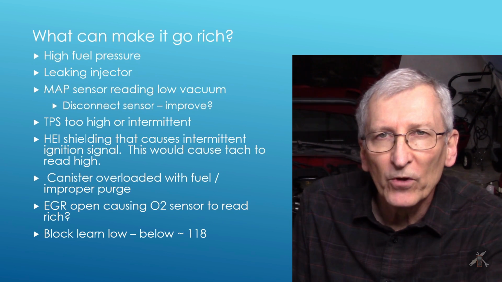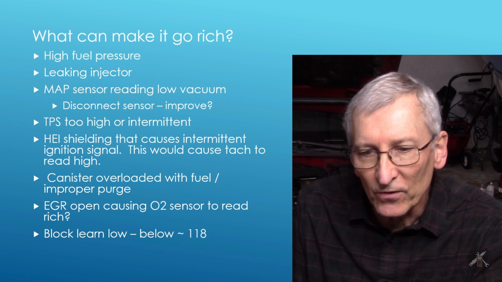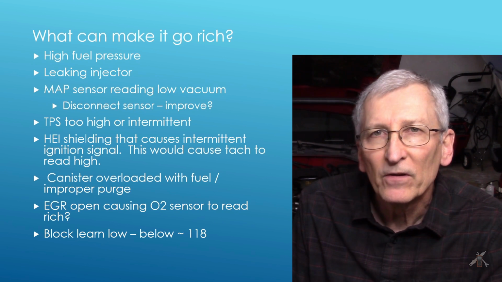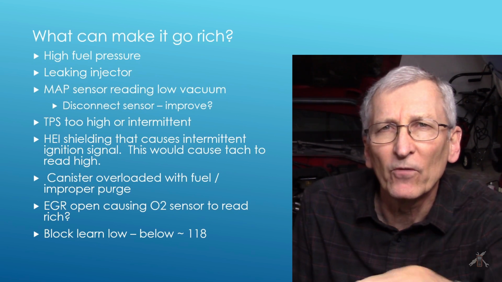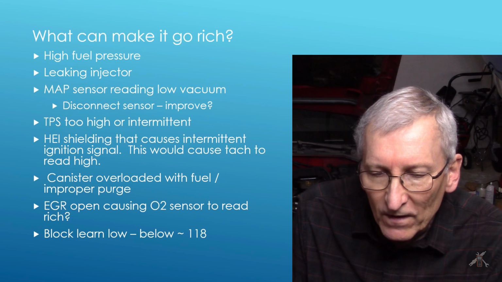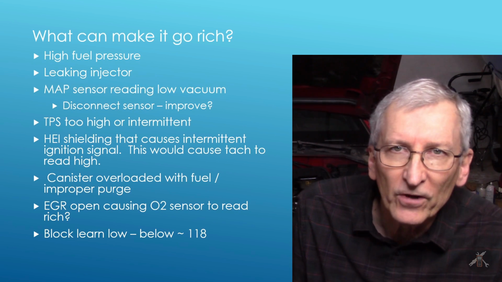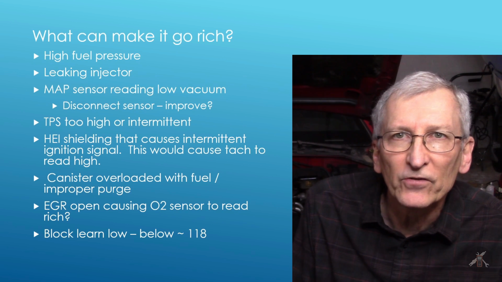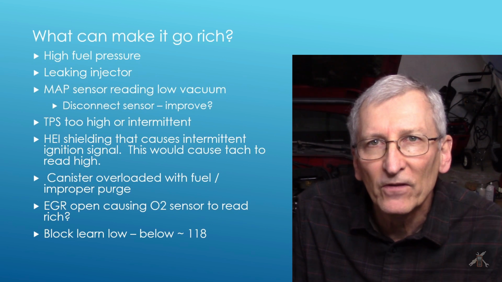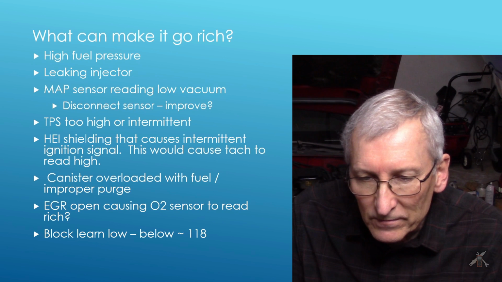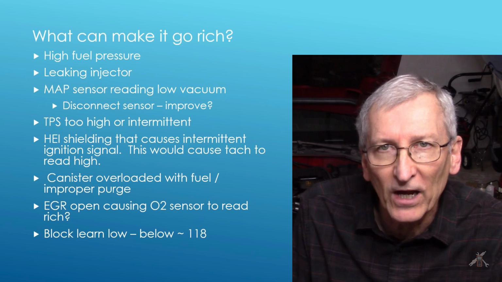The next one, if you were reading good data on a scan tool, your block learn is down. It should normally, neutral's like around 125 or 128. So if you're down below like 120, 118, you're probably too rich, and your block learn is telling you that you're too rich. And it's trying to take fuel out to make it leaner.